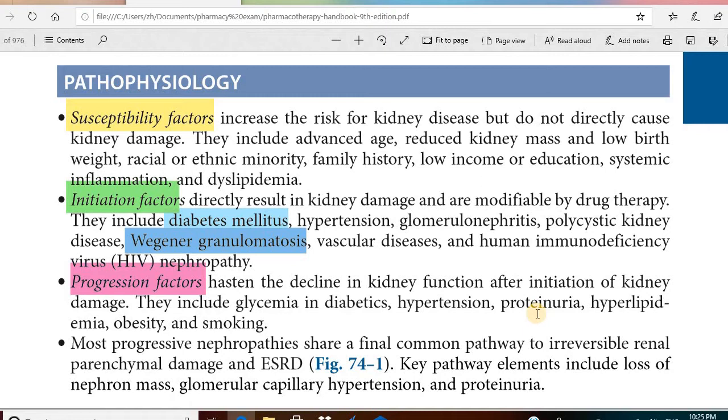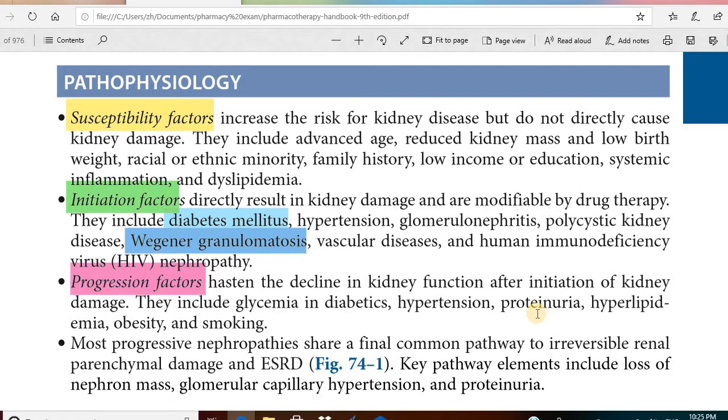Hypertension, proteinuria. Proteinuria means there is a high amount of albumin or protein in the urine. This may be due to any damage in the nephron mass, or maybe stones in the urinary bladder. So they can cause proteinuria. Hyperlipidemia, a high amount of lipids in the blood. Obesity and smoking. So these are the progressive factors, which include hyperglycemia in diabetes, hypertension, proteinuria, hyperlipidemia, obesity, or smoking.